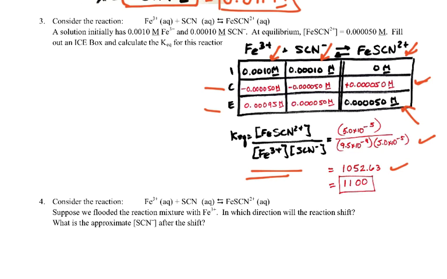The last little piece of this says, consider this reaction, and if we were to really add a lot of Fe3 plus, then that would drive this reaction forward to the point, it says, what is the approximate SCN minus concentration after the shift? It would be essentially 0 molar.